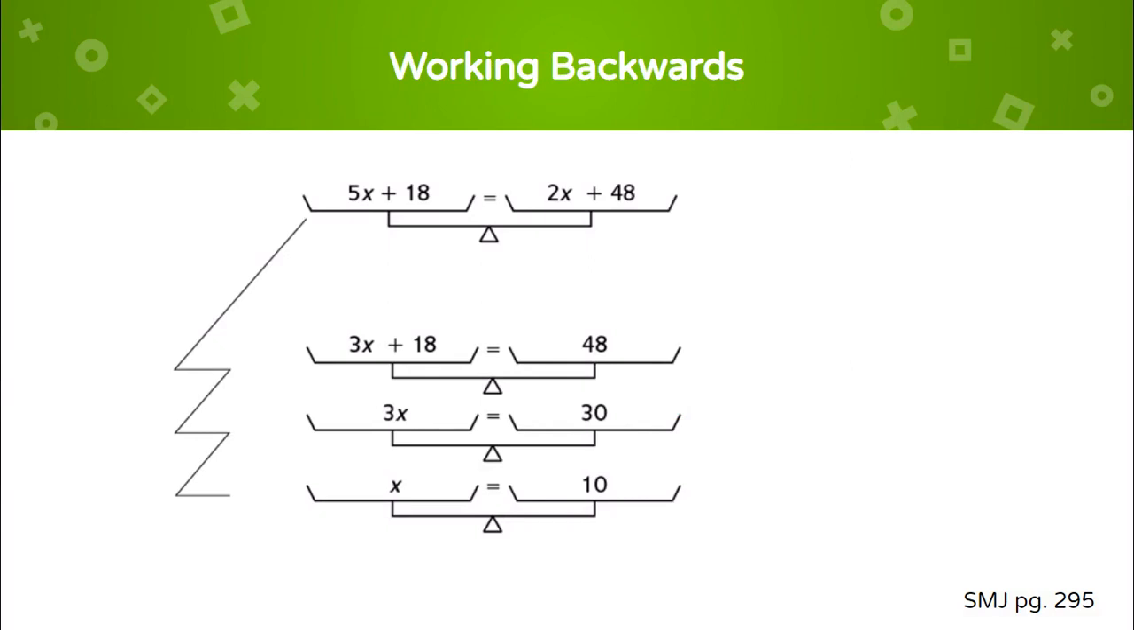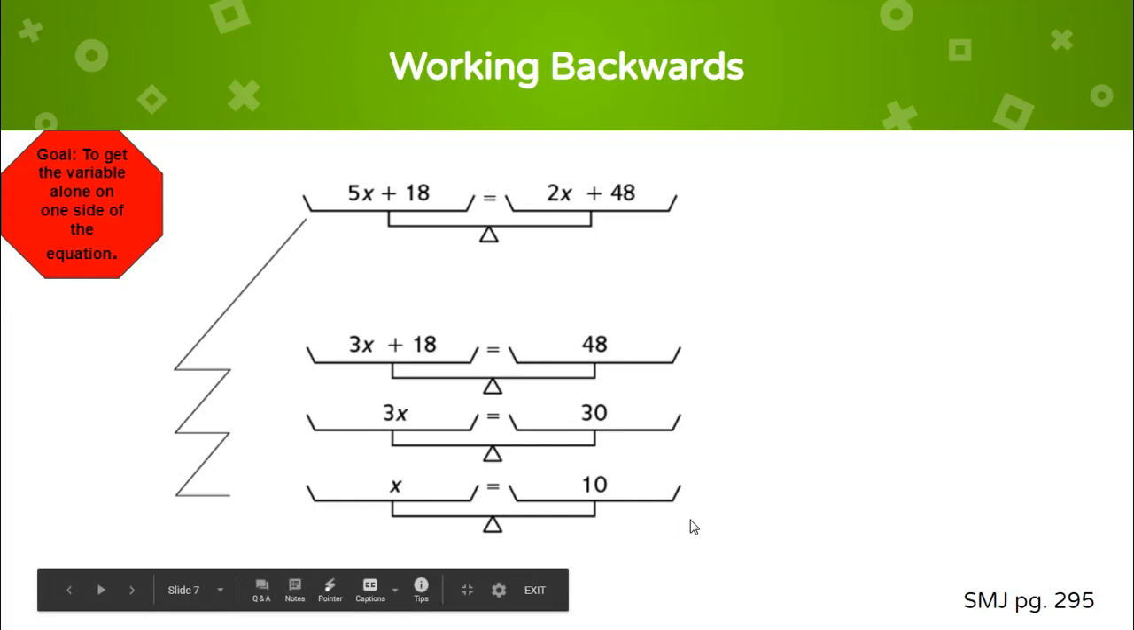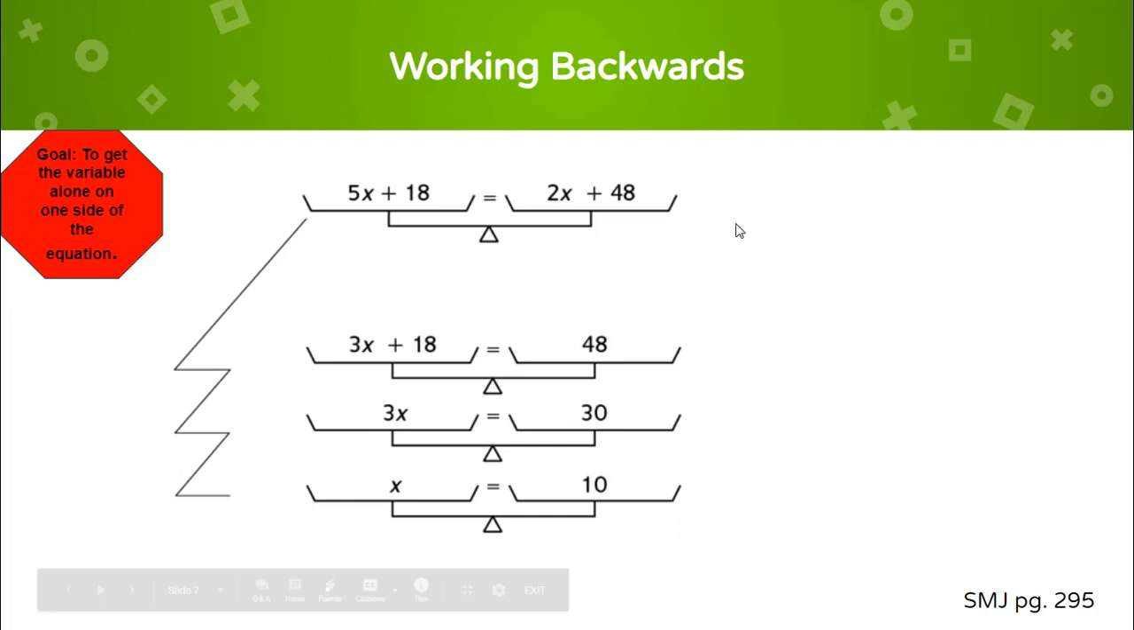So now I'm going to show you how to work backwards to solve this equation. Remember, our goal is always to get the variable alone on one side of the equation so that we know what it's worth. So we're going to try to figure out what steps they took from each pan balance to the one below to solve for x equals 10. And you're going to see that they look very similar in some ways to the steps we did on the last slide. So from 5x plus 18 to 3x plus 18, you can see they subtracted 2x, or 2x less.